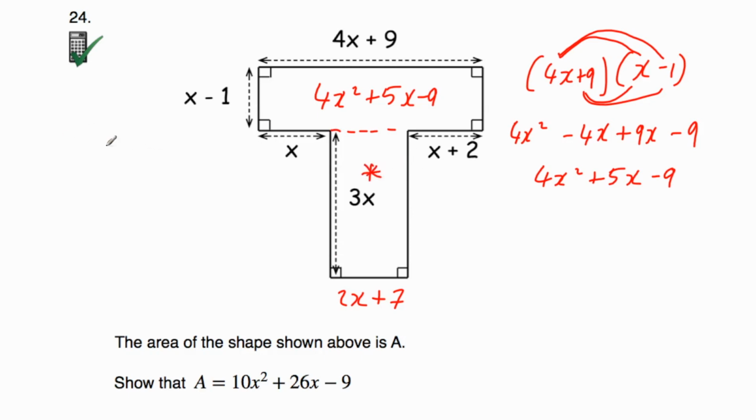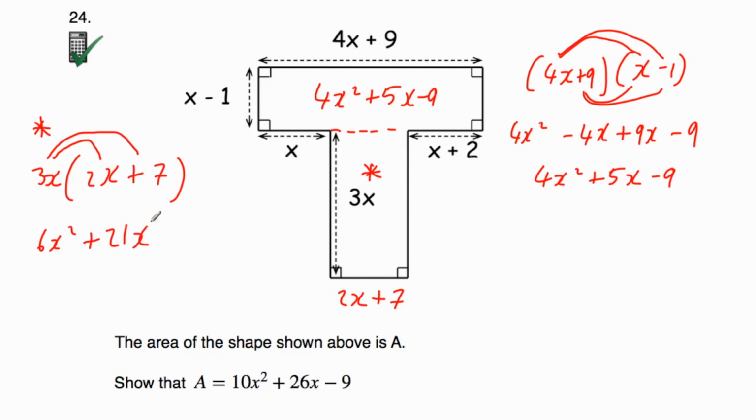So for this region here, it's just 3x times 2x plus 7. And when we expand our brackets, we've got 3x times 2x, that's 3 times 2 is 6, so it's going to be 6x squared. And 3x times 7 would be plus 21x. So we've got the area of this rectangle at the top, and we've got the area of this rectangle below.